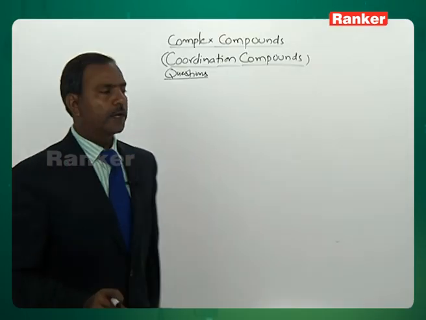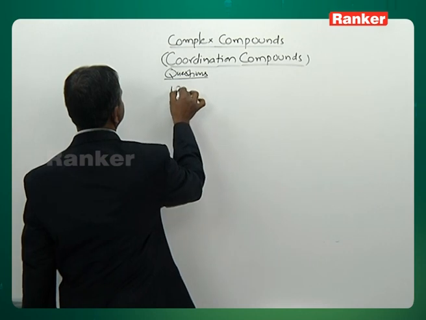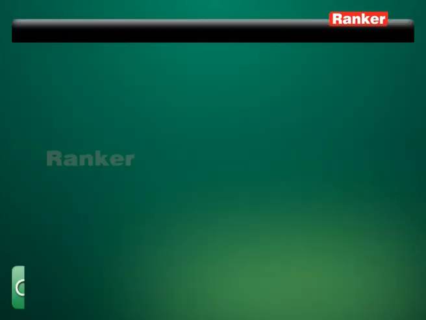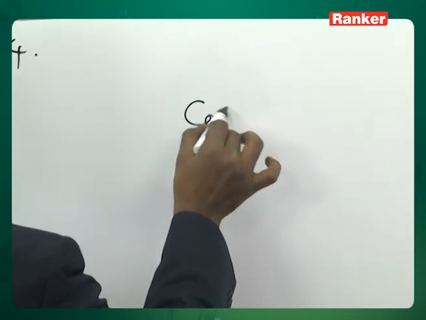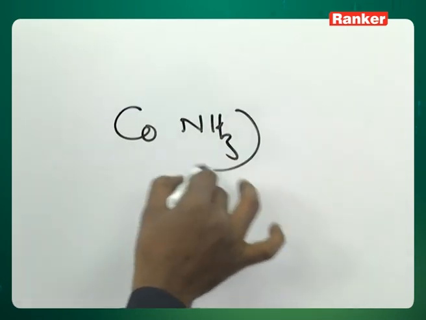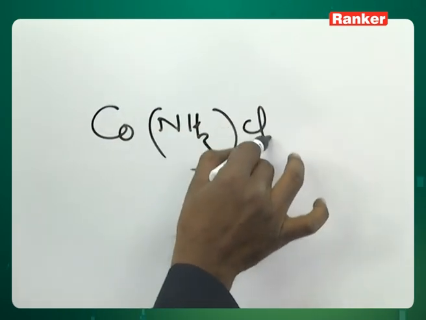Coming to question number 14. The number of particles that would form in aqueous solution from the complex Co(NH3)4 Cl3. So option A is given as 2 particles. Option B is what? 3 particles. Option C is what? 4 particles. Option D is what? 1 particle. What is the complex given? Co(NH3)4 Cl3, they are given.